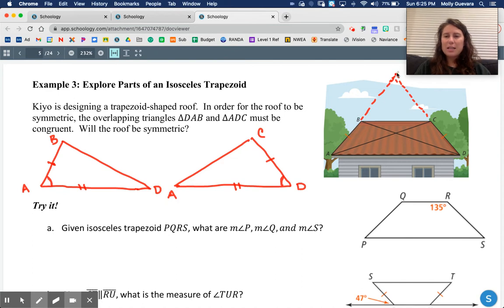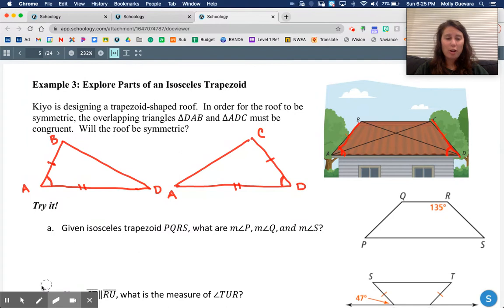Because this side length and this side length are the same, right? They are the same. That means that this angle and this angle are the same because it's an isosceles triangle, okay? And so all I'm doing then is I'm just taking the upper part of the isosceles triangle and cutting it and making it an isosceles trapezoid. So that's how I'm able to know that angle A and angle D are the same.